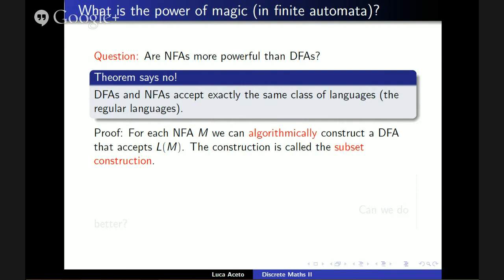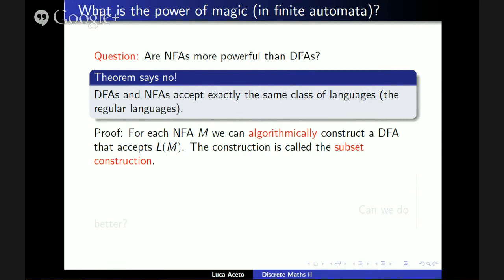Here we are disregarding the size of the automata. We are just focusing on, does there exist one? Is there a DFA that does the job? And the answer, as this theorem says, is always yes.